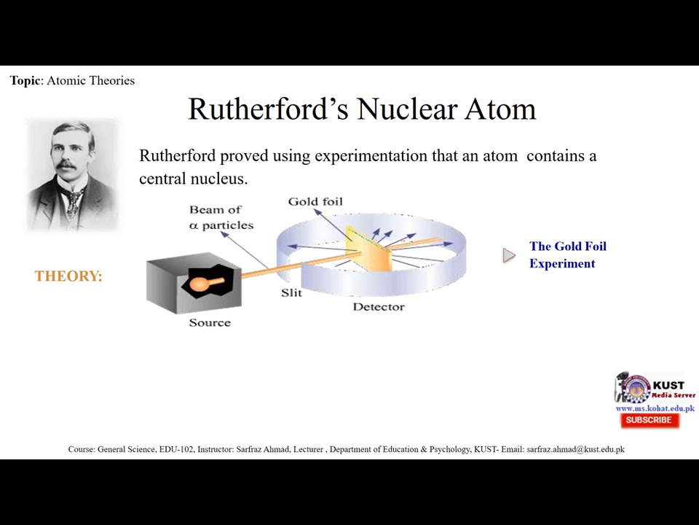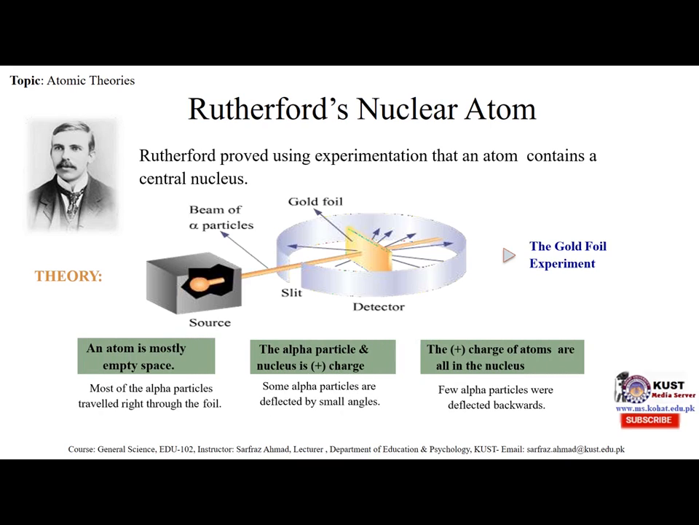So Rutherford asked why so many alpha particles passed through the gold foil while a few were deflected so greatly. It was almost incredible, as if you fired a 15-inch shell at a piece of tissue paper and it came back to hit you. He concluded that an atom is mostly empty space and most of the alpha particles traveled right through the foil. The nucleus is positively charged, which means some alpha particles are deflected by small angles, and the positive charge of atoms is all in the nucleus. A few alpha particles were deflected backwards.